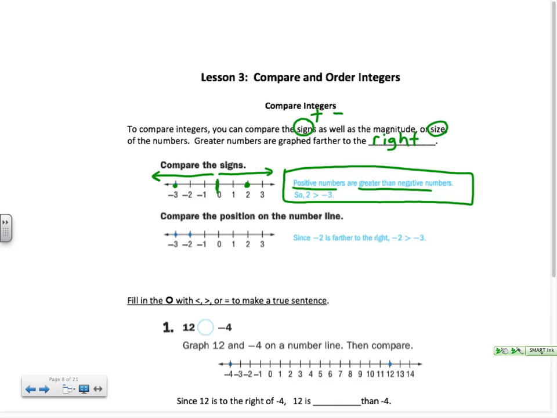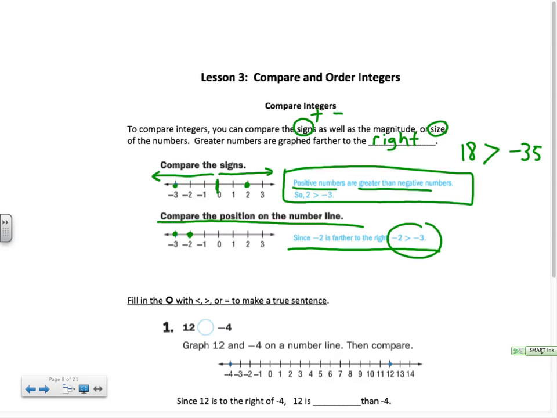Okay, so let me give you another example. I might have 18 and I want to compare it to negative 35. Since 18 is positive, obviously it's going to be greater than negative 35. It's to the right of 0. Negative 35 is to the left of 0. Let's look at our number line to compare the position on a number line. Since negative 2 is farther to the right than negative 3, here's the inequality. Negative 2 is greater than negative 3. Negative 2 is right here. It's closer to 0. There's negative 3, farther away from 0.